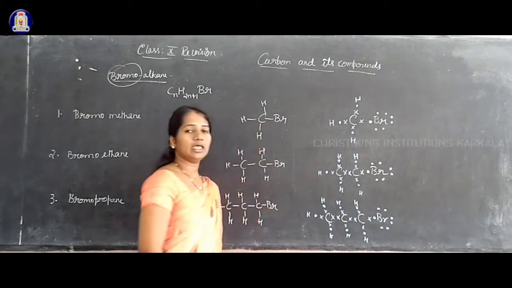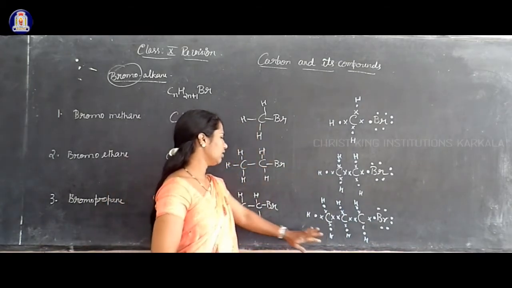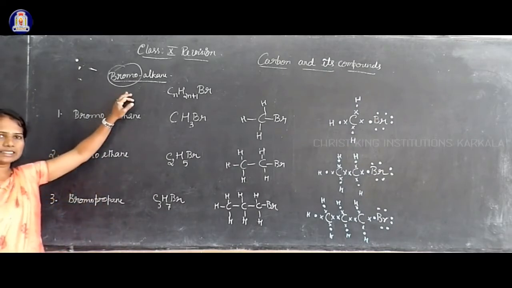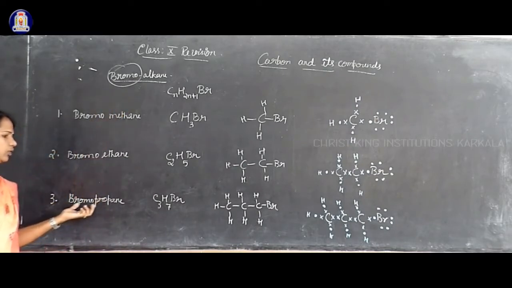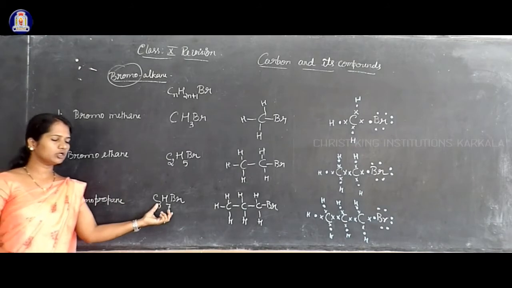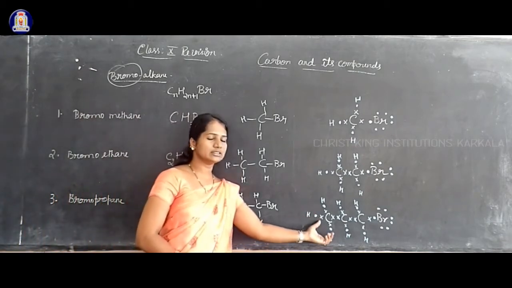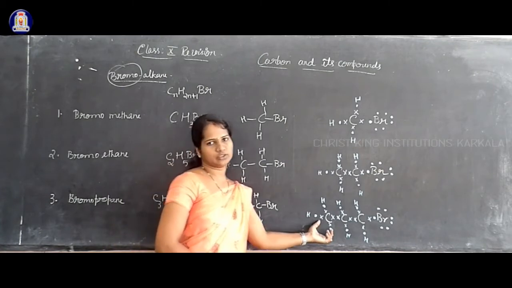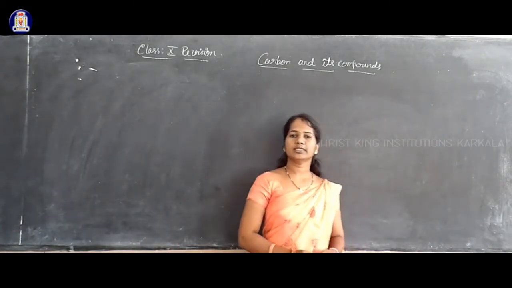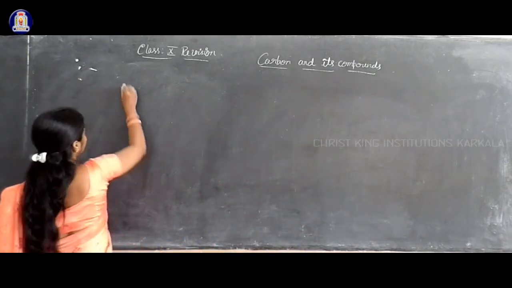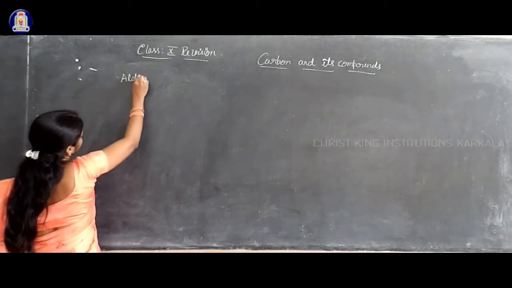This is the electron dot structure of the third member of the bromoalkane family, that is bromopropane. This is the molecular formula, this is the structural formula, and this is the electron dot structure. Now we'll move to the next functional group, that is aldehyde. Aldehyde is the next functional group.